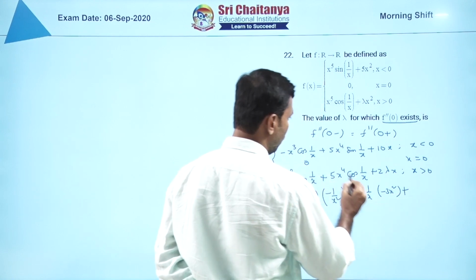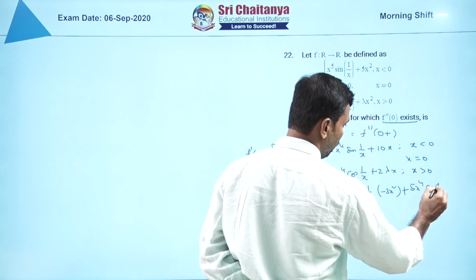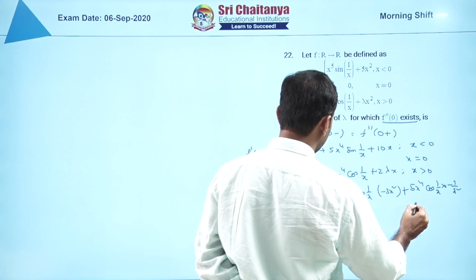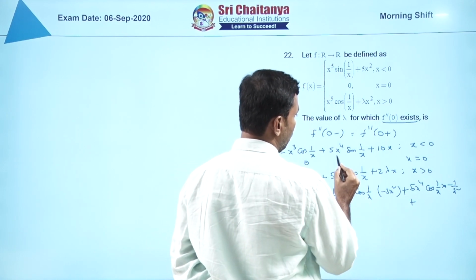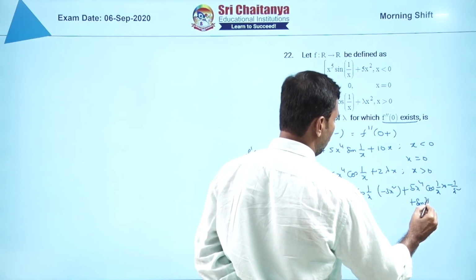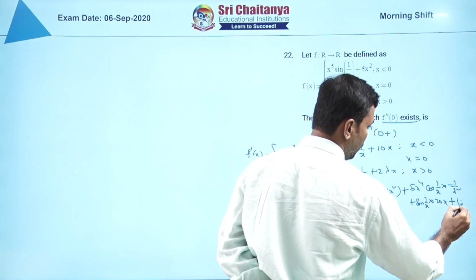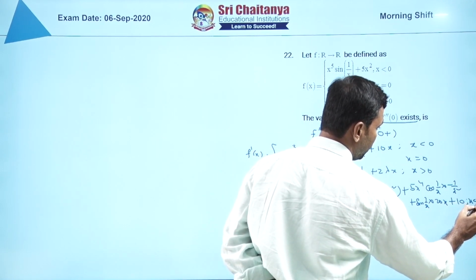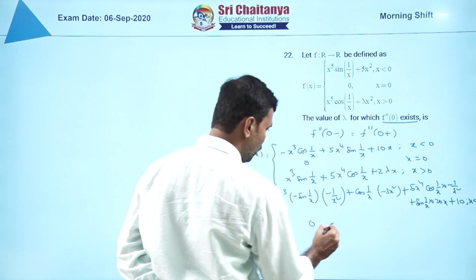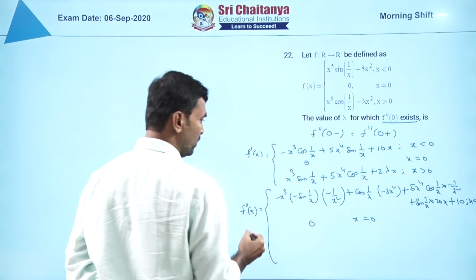Plus, first function 5x power 4 into sin of 1 by x is cos of 1 by x into minus 1 by x square, plus sin of 1 by x into 20x plus 10, when x less than 0. This is the second derivative when x less than 0 and 0 when x equal to 0, and when x greater than 0 what is the second derivative?